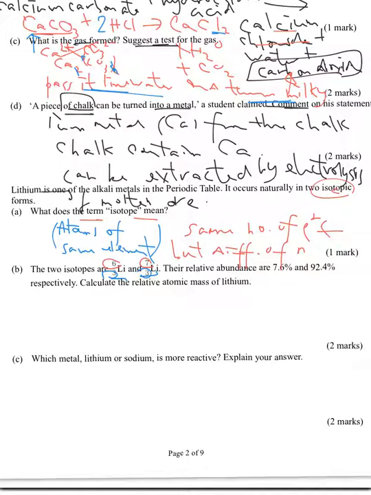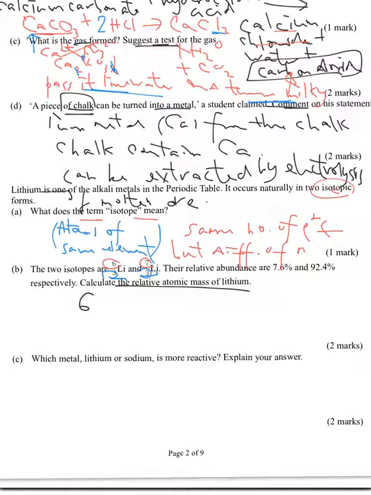I strongly recommend you remember this sentence because in past papers it is frequently asked. Now the second part related to isotopes, as I mentioned before: the first part is the definition, the second part is calculation, and you need to find out the relative atomic mass of lithium.